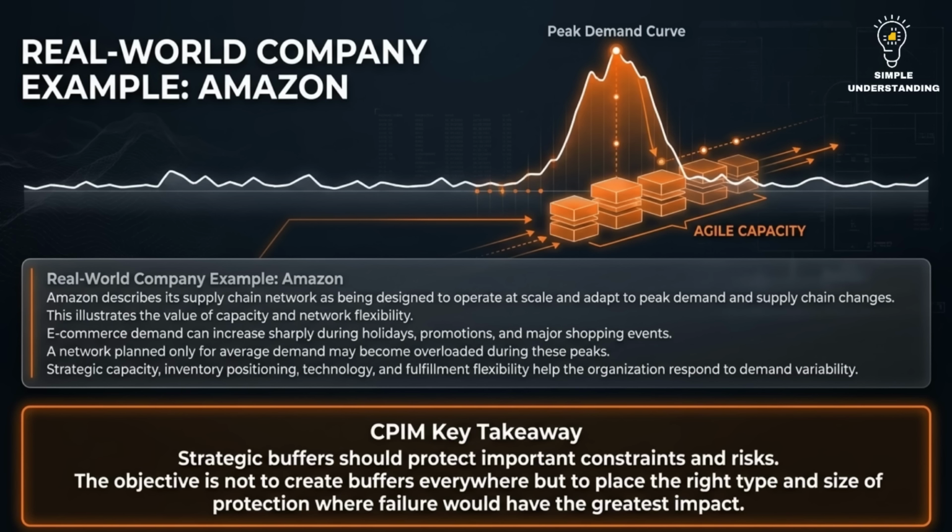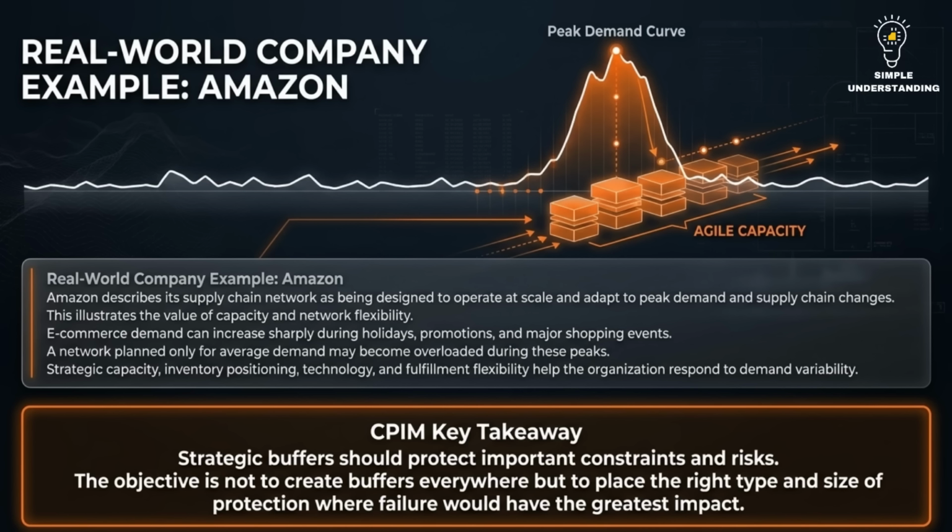Real-world company example: Amazon. Amazon describes its supply chain network as being designed to operate at scale and adapt to peak demand and supply chain changes. This illustrates the value of capacity and network flexibility. E-commerce demand can increase sharply during holidays, promotions, and major shopping events. A network planned only for average demand may become overloaded during these peaks. Strategic capacity, inventory positioning, technology, and fulfillment flexibility help the organization respond to demand variability.